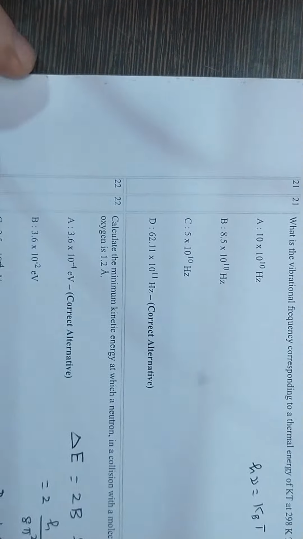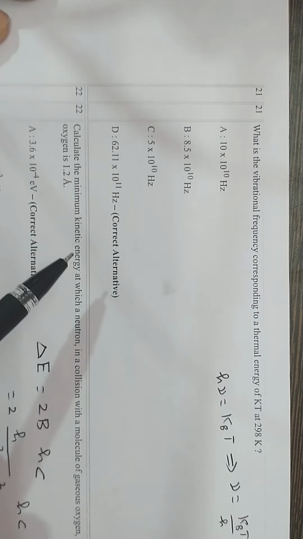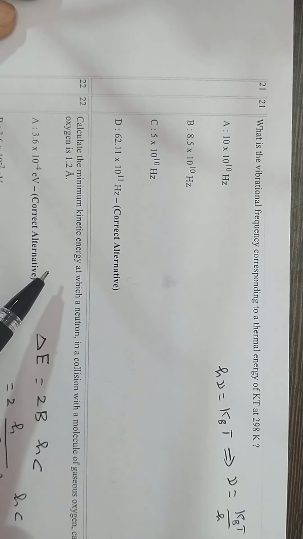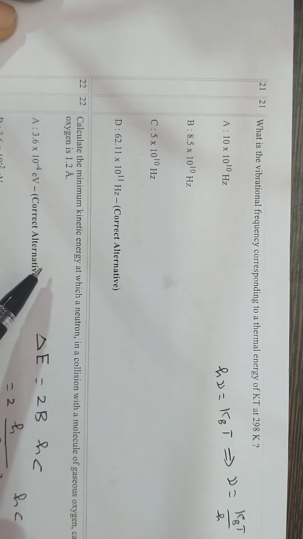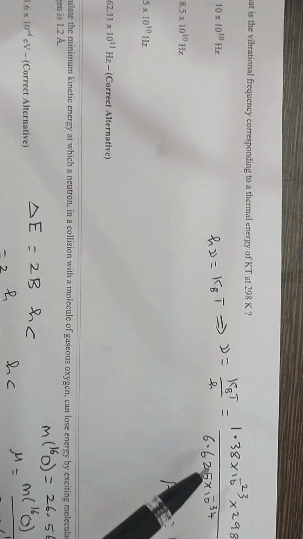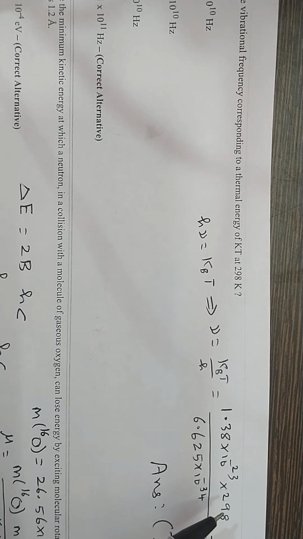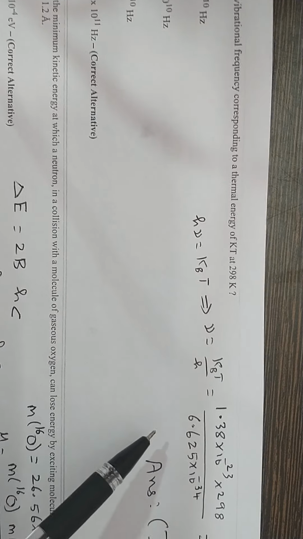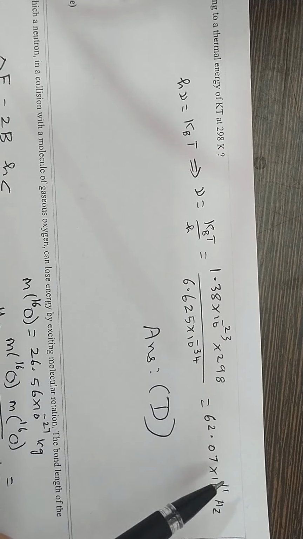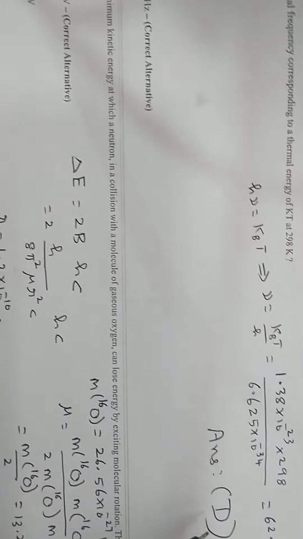The next question. What is the vibrational frequency corresponding to the thermal energy of kT, which is equal to 298 degrees Kelvin? Now h nu is equal to kBT, so nu is equal to kBT by h. The h is Planck's constant and the Boltzmann constant is also known. Substitute T is equal to 298. Once you simplify, you will get the answer 62 × 10^11 hertz. So option D is the correct one.